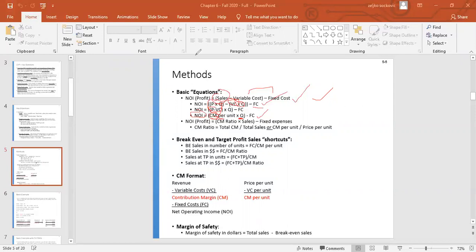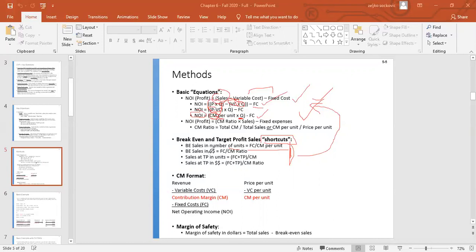So that's the equations. Then we have shortcuts, right? Shortcuts, which are the same thing derived from this, so it's nothing new here, right? It just saves you time. That's all. For those of you who have good memory and like to memorize things, it saves you time. So break-even sales, instead of deriving it through this here, we just say fixed cost divided by contribution margin per unit. Boom. That's how many units you need to get to your break-even sales.